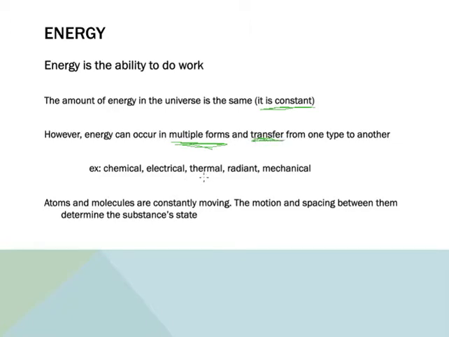So we had thermal on the previous slide. There's chemical energy, electrical energy, radiant energy, which is the energy from light, and mechanical. You could think solar, wind, water, all these things are different types of energy. The atoms and molecules are constantly moving, in the solid and the liquid and the gas, but the space and the amount they're moving, or the speed, is what determines what state they're in.